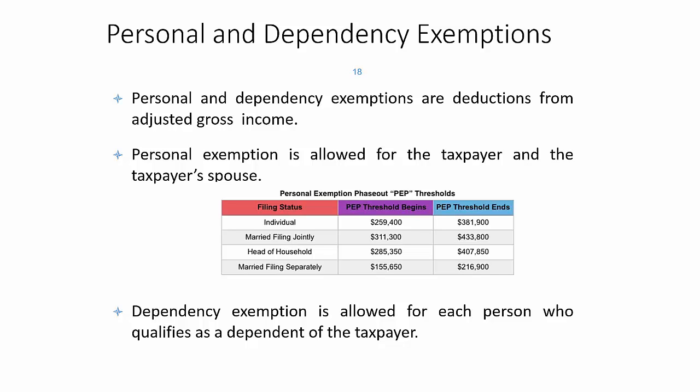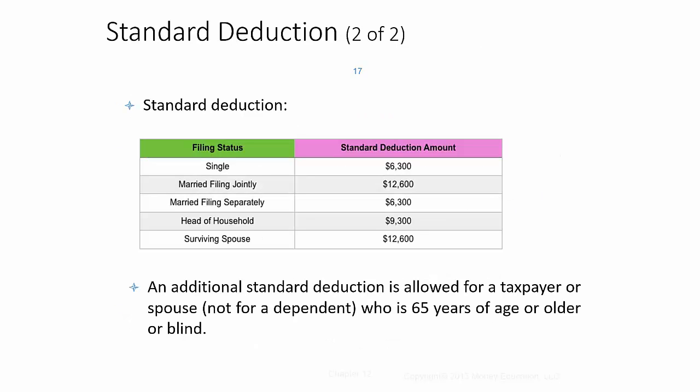Then we have exemptions. We have personal and dependency exemptions, and these are deductions from adjusted gross income. The personal exemptions allow for the taxpayer and the taxpayer's spouse. And here are the thresholds, they have cutoffs. If you're an individual, your phase out for this exemption begins at $259,000. So once you make more than $381,000, you don't get that exemption. And for married filing jointly, it's $433,000. So they get an additional $52,000. The dependency exemption is allowed for each person who qualifies as a dependent, and I think the dependency and the personal exemptions this year are around $4,050.